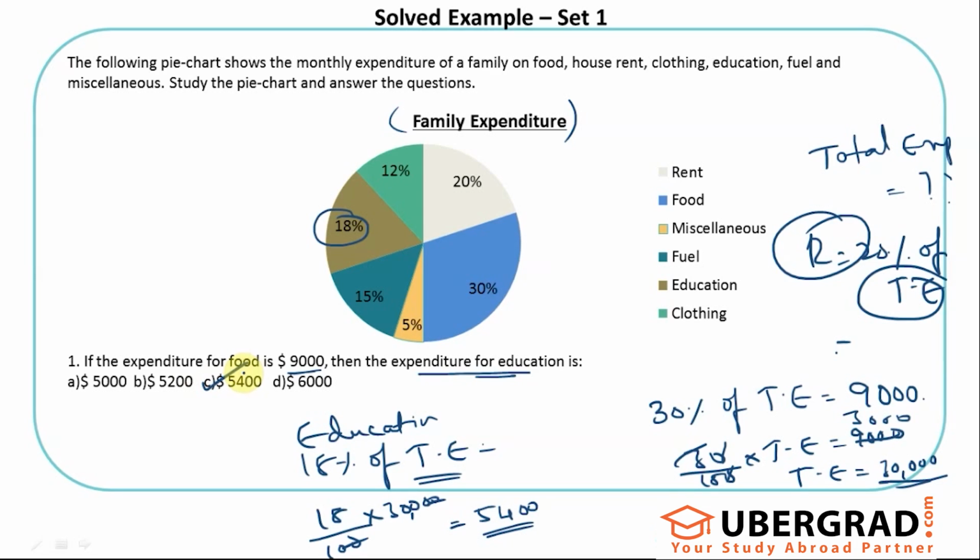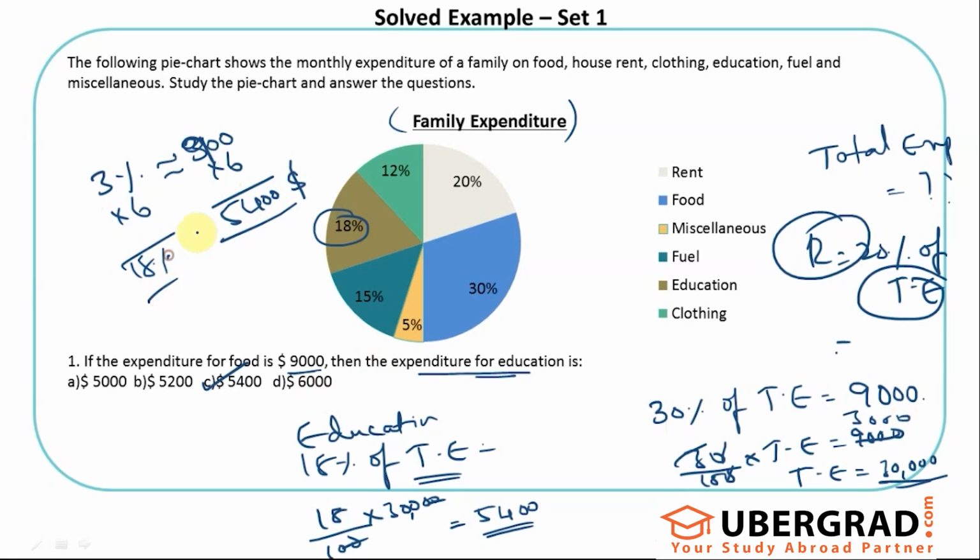Other way to look at this, to not waste too much time in finding this. 30% is 9,000. So what is 3%? 900, right? My bad. 30% is 9,000, 3% will be 900. And 18% will come when I do this times 6. So this times 6 is $5,400. Right? So this is of same value, right? 30% of total expenditure, 18% of total expenditure, that's why we can actually do it this way.